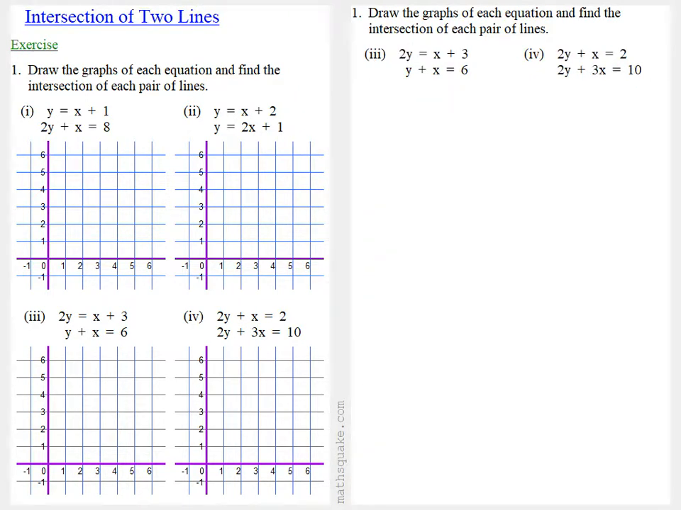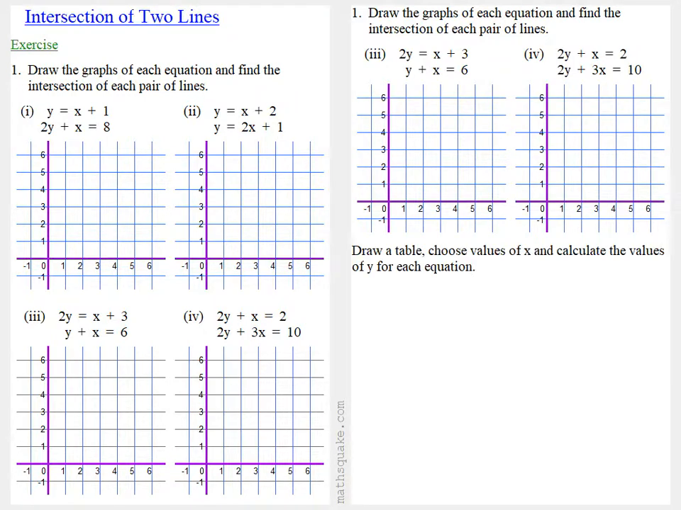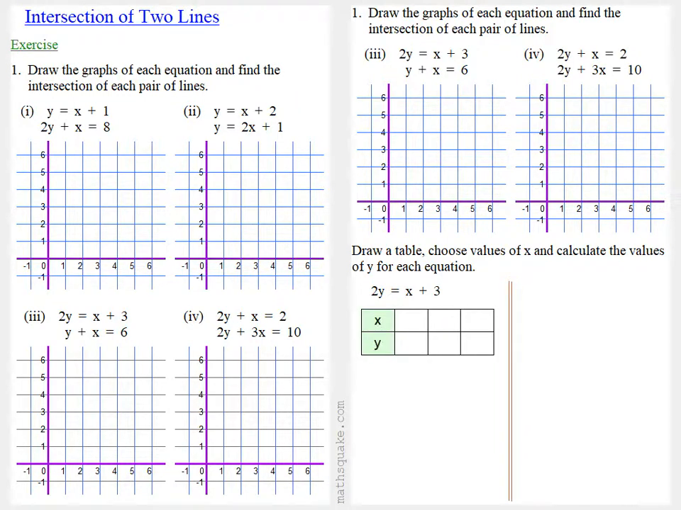For question 1, part 3, we have the two equations are 2y equals x plus 3 and y plus x equals 6. Now we need to draw out a table. So for 2y equals x plus 3, I've drawn a table. I'll choose the values of x as 1, 3 and 5. If x is 1, 2y equals 1 plus 3, so 2y equals 4, y equals 2. If x is equal to 3, 2y equals 3 plus 3, which is 6, and so y is equal to 3.